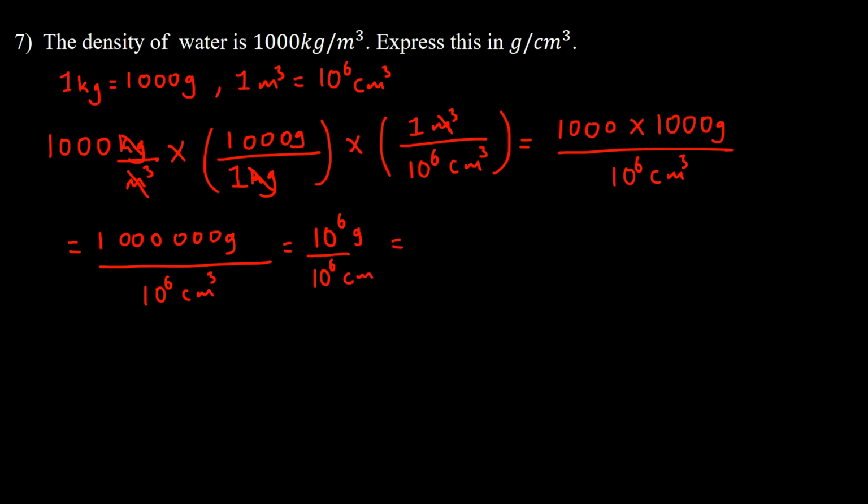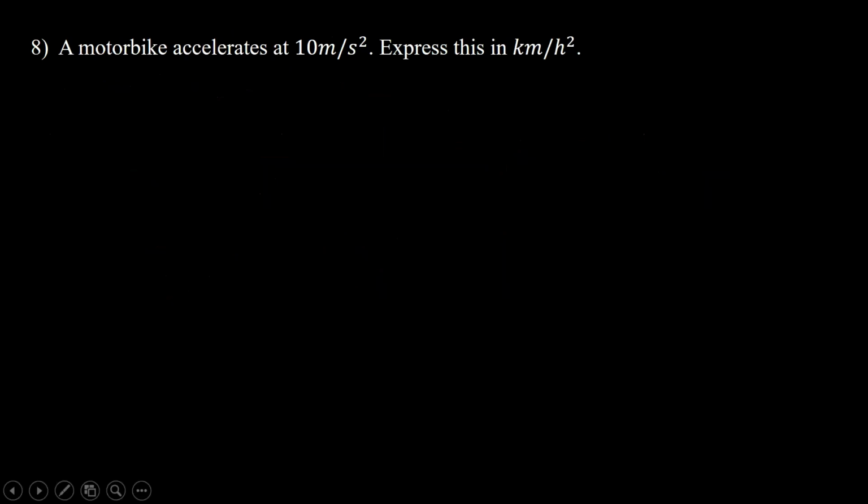Now let's divide the million grams by a million cubic centimeters. So this just gives us 1 gram per cubic centimeter. So 1000 kg per cubic meter is just equal to 1 gram per cubic centimeter. We are done with this question. Let's take a look at another question.